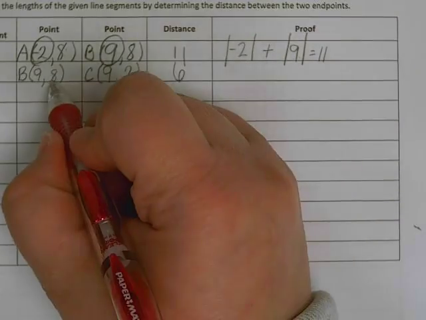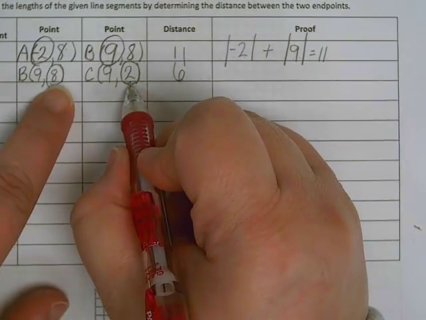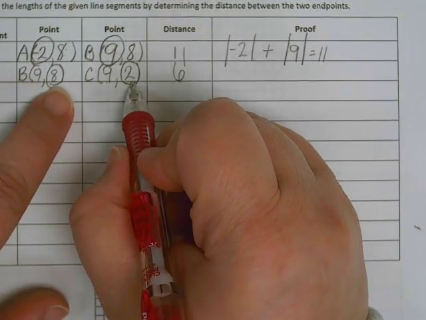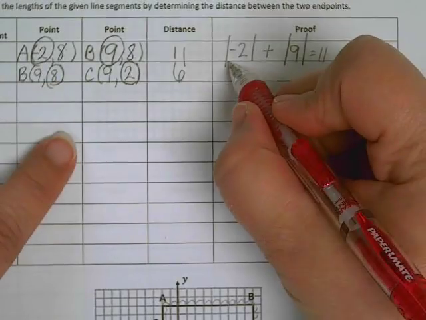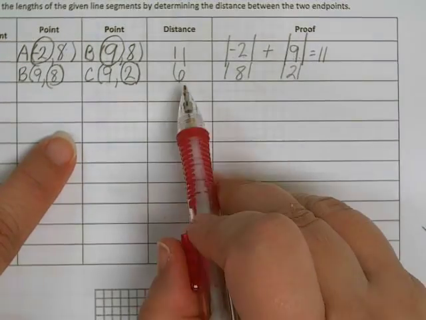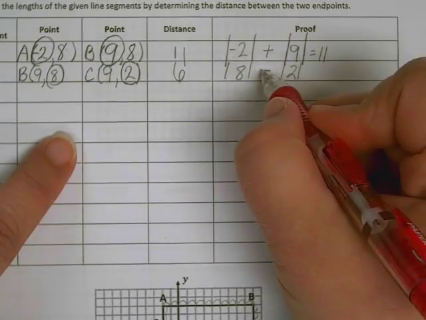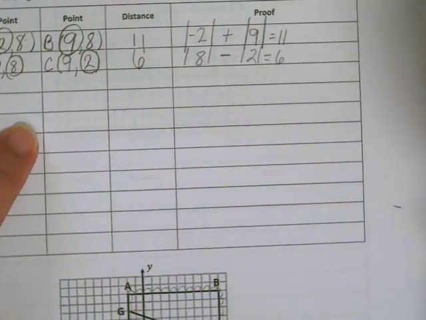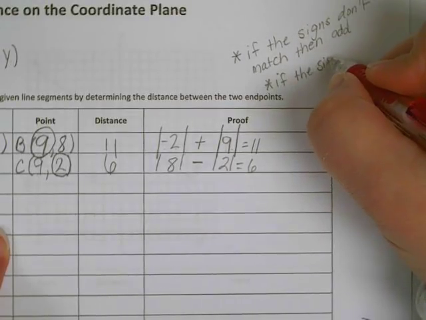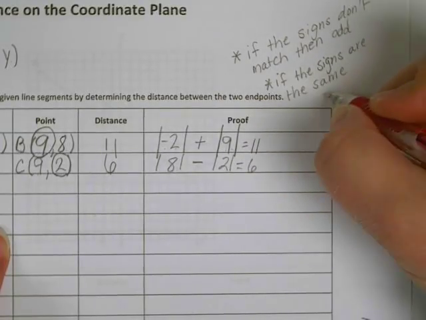Now I'm going to circle the two numbers that are different in my ordered pairs. So the first two match. My x's match. So now I'm going to go over to my y numbers. They don't match. I have an 8 and I have a 2. So I know I'm going to be using the absolute value of 8 and the absolute value of 2. And how can I get 8 and a 2 to equal 6? And that is subtract. So our little note to ourselves is, if the signs are the same, subtract.